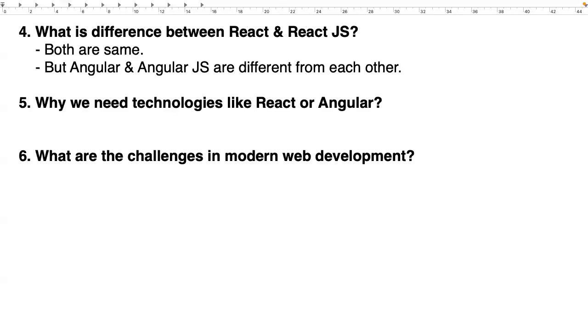From 2010 onwards, we have the third generation. We call it SPA, single page application. First generation, static web. Second generation, dynamic web. Third generation, single page applications, which is where technologies like Angular and React came. Now you are in the fourth generation, from 2020 onwards, and it uses AI, artificial intelligence.